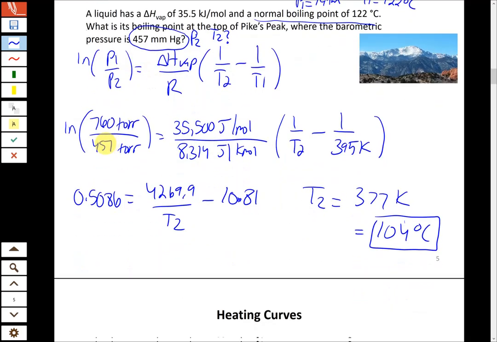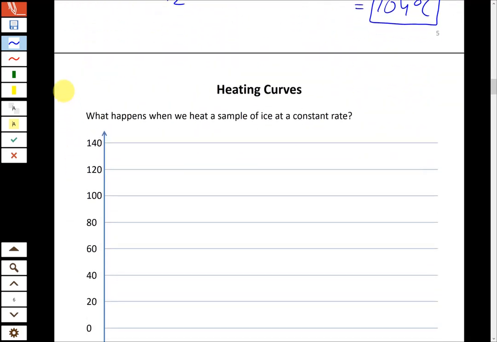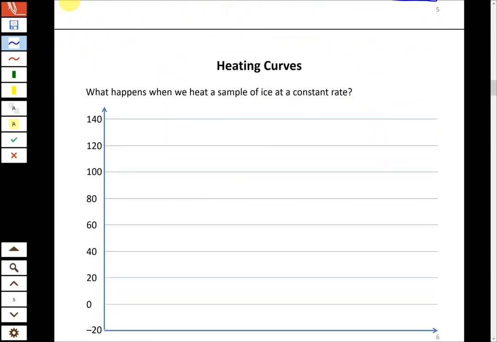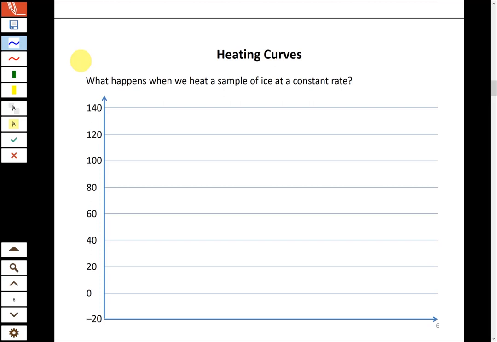All right, now I guess I misspoke a little bit when I said that this is the only type of numerical problem we're going to do. We have another situation here, which are called heating curves, or calculating the heat associated with phase changes and temperature changes and things like that. Now, this doesn't really involve any new equations, though. This just involves us putting together a few things you've already learned.